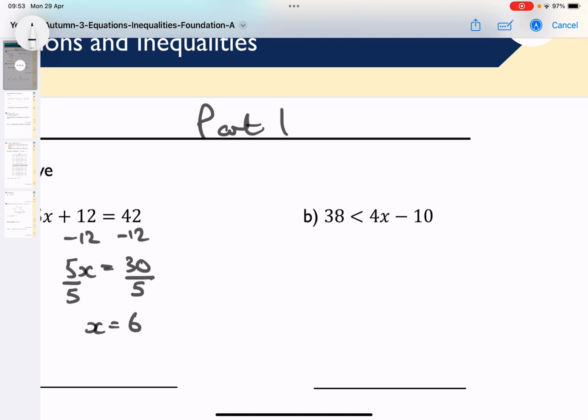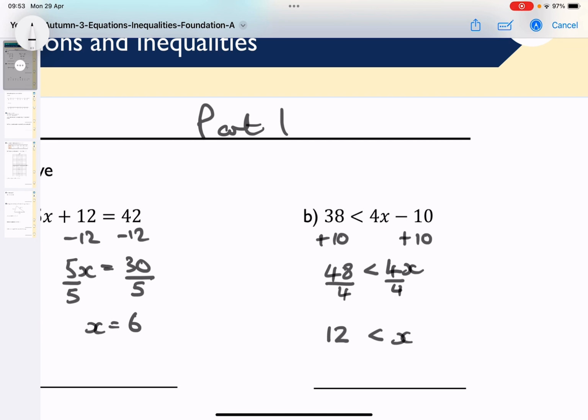Right, the inequality is no different. I'm looking at the 4x minus 10. The constant is the minus 10, so I'm adding 10 to both sides. So what I've got is 48 is less than 4x. I've got 4 times x, so I divide by 4. And what I have to remember with these is I've got to leave the inequality in. And so 48 divided by 4 is 12.